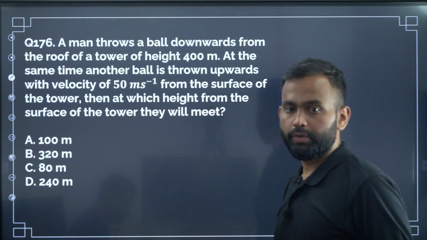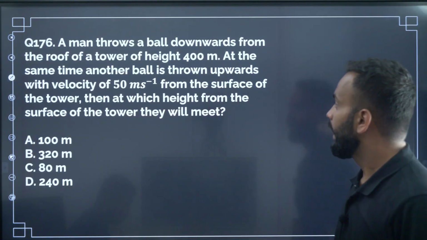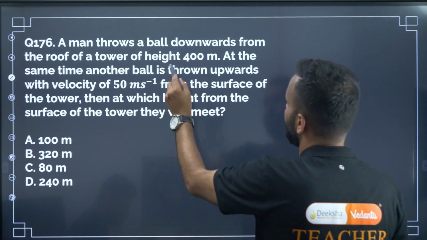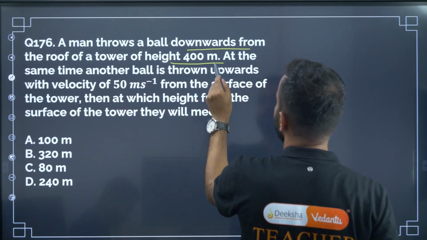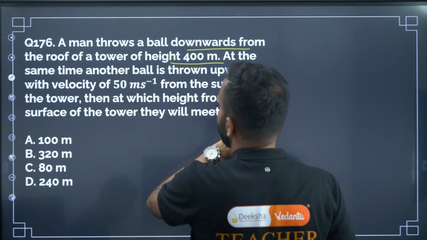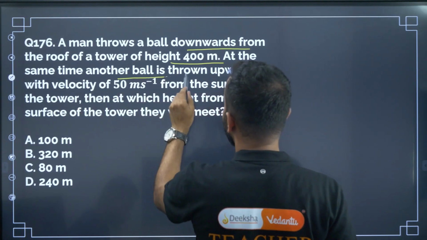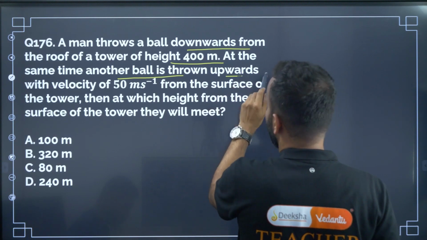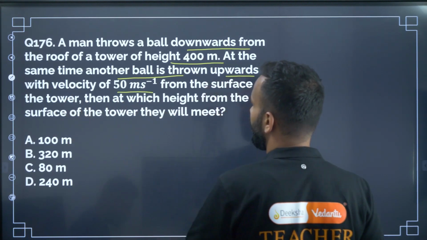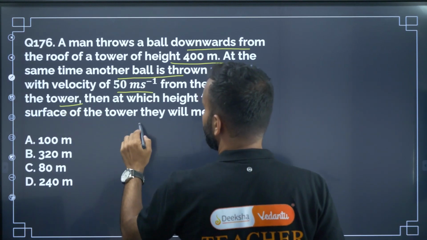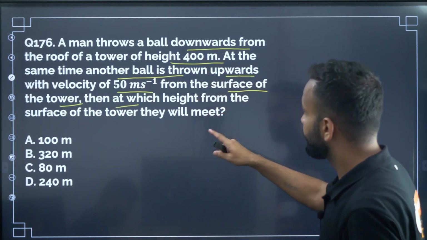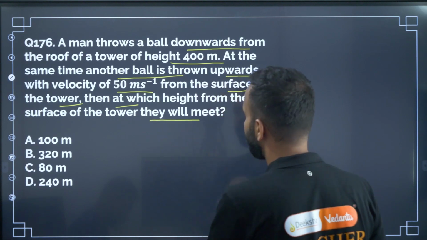Understood? Question number 176. A man throws a ball downwards from the roof of a tower of height 400 meter. At the same time, another ball is thrown upwards with velocity of 50 meter per second from the surface of the tower. Then at which height from the surface of the tower they will meet?